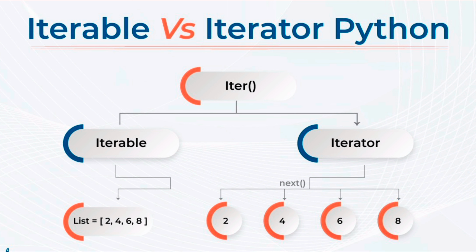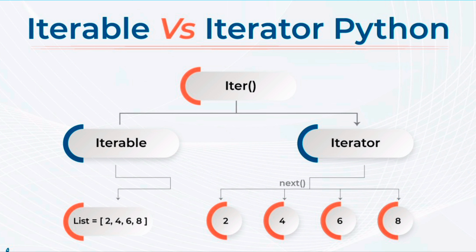Now let's see the difference between iterator and iterable. Iterable is an object that can return an iterator. Examples of iterable are list, tuple, string, set, and dictionaries. Iterable implements the __iter__ method, which returns an iterator.